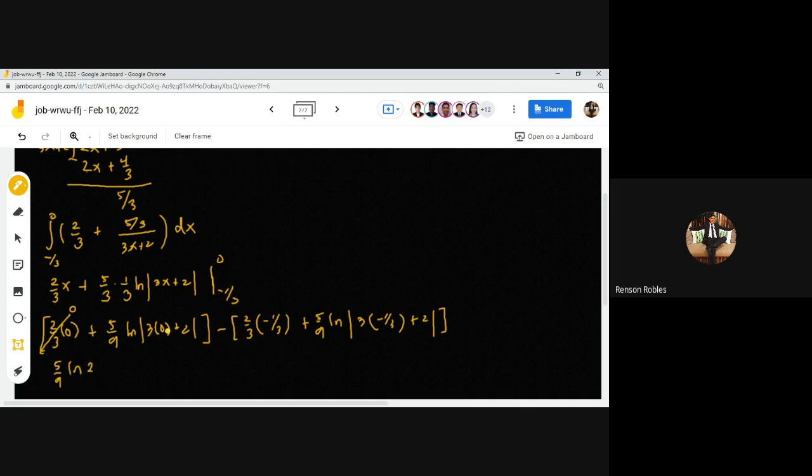Because this is ln of 3 times 0, that's 0 plus 2, that's 2. And then this would be minus, minus, minus. So that would be plus. Then 2/3 times 1/3, that's 2 over 9. And then plus, minus, so minus 5 over 9 ln of 3 times negative 1/3, that's negative 1 plus 2, that's 1. And you know that ln 1 is 0. So we have this, the final answer: 5 over 9 ln of 2 plus 2 over 9.